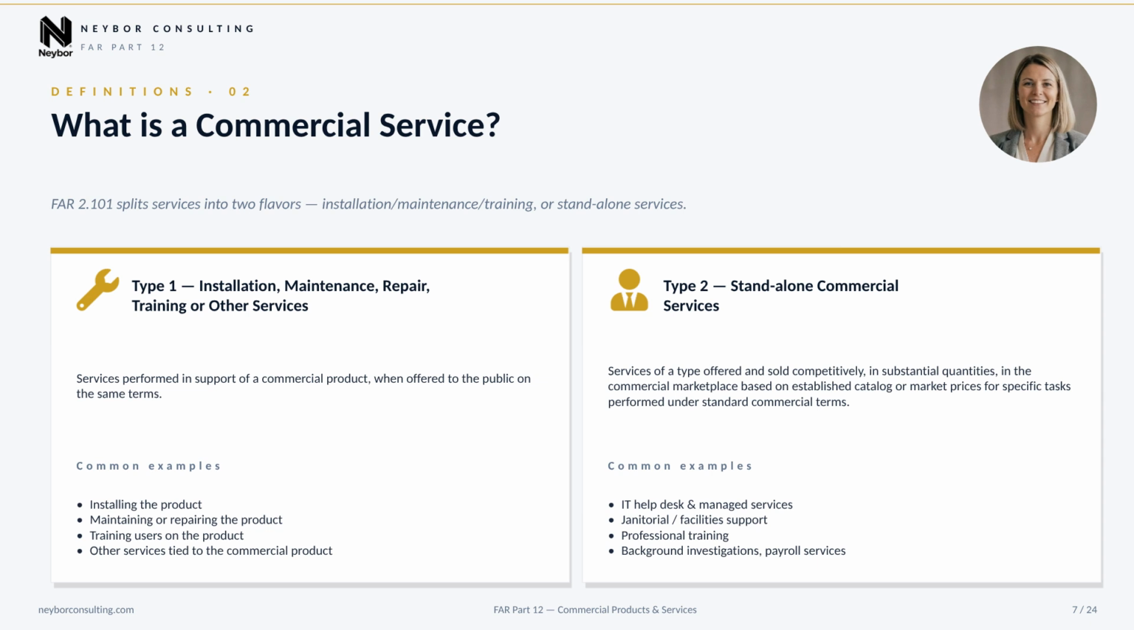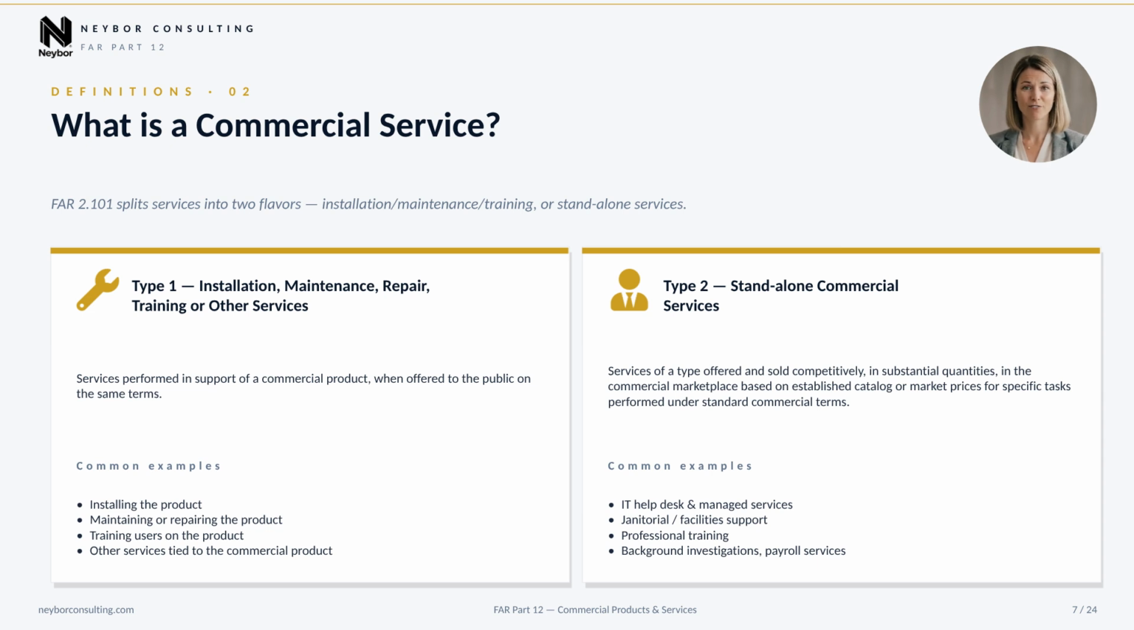Now, commercial services. The FAR splits these into 2 types: Type 1 is installation, maintenance, repair, training, or other services performed in support of a commercial product, but only when those services are offered to the public on the same terms and conditions you would offer the government. So if you sell laptops and you also offer a maintenance plan that any private buyer can purchase, that maintenance is a commercial service. Type 2 is standalone commercial services.